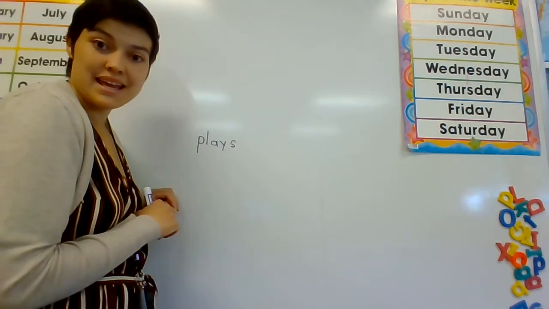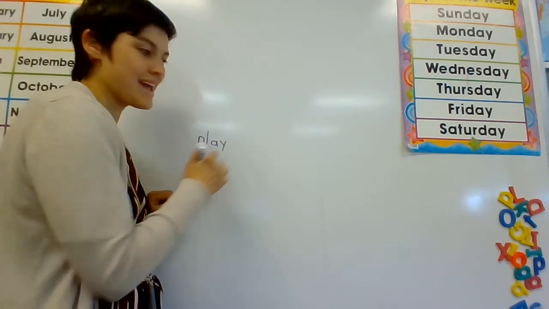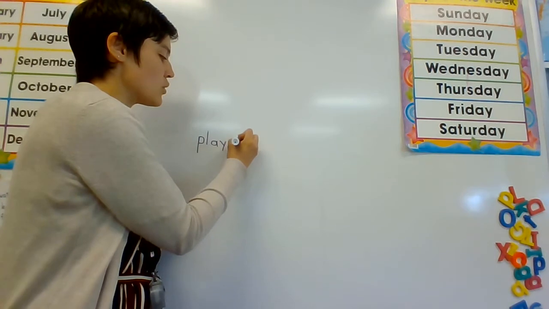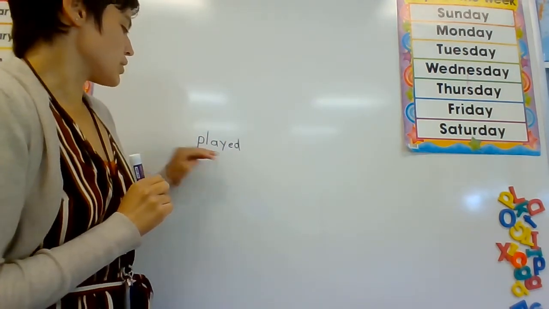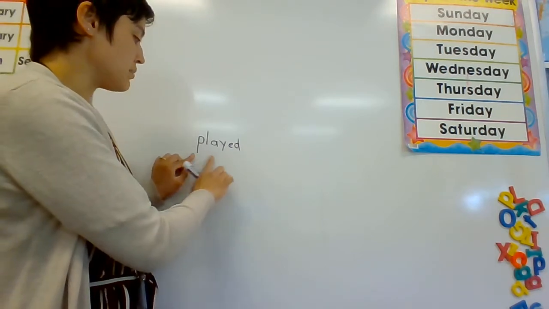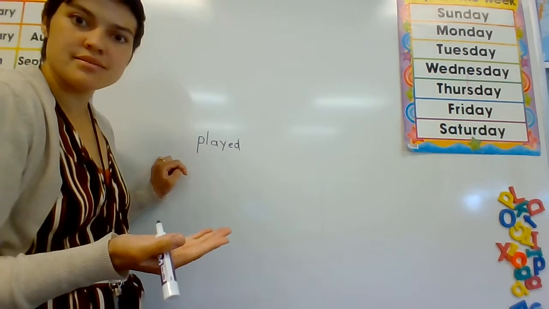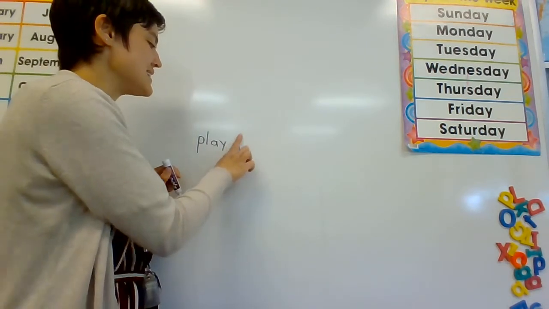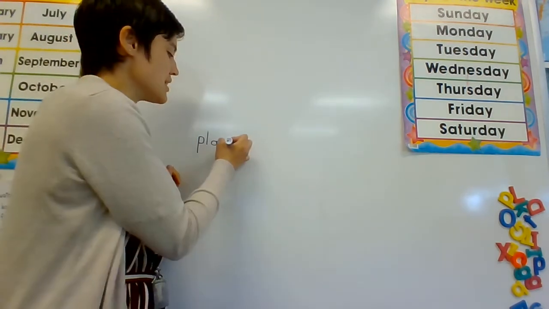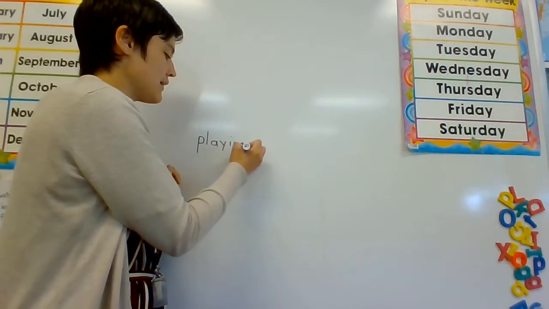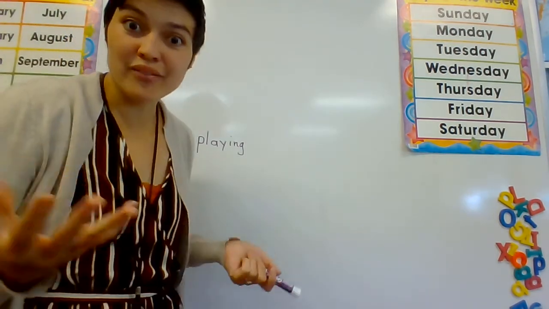Now I want to make this word plays into the word played. What should I add to the end? An ed. So I take the S away and I add the word ending or the suffix ed. Now I want to make this root word or base word play into the word playing. So what should I do? Erase ed, and I should put ing, I-N-G, at the end. Playing. Very good. Thank you for all of your hard work.